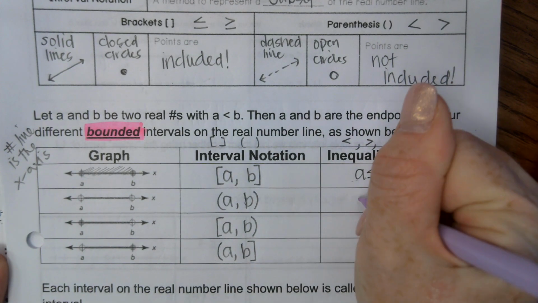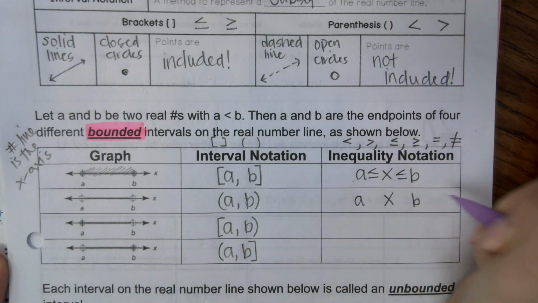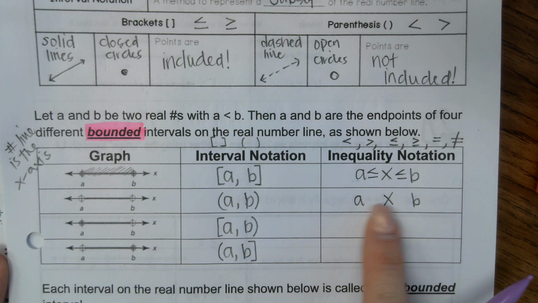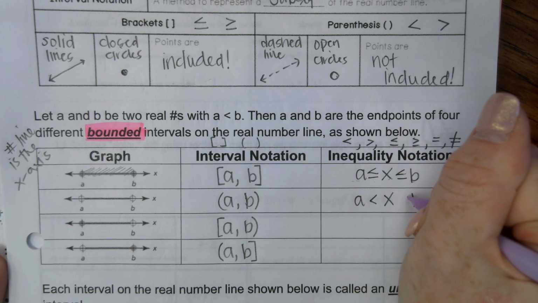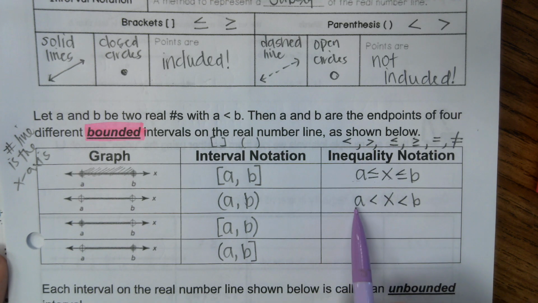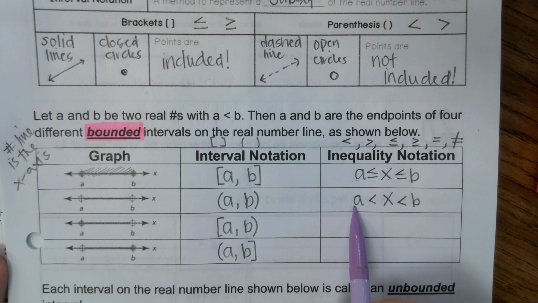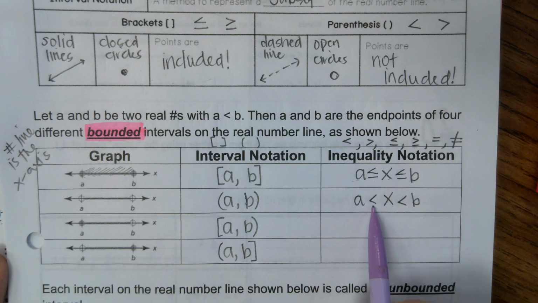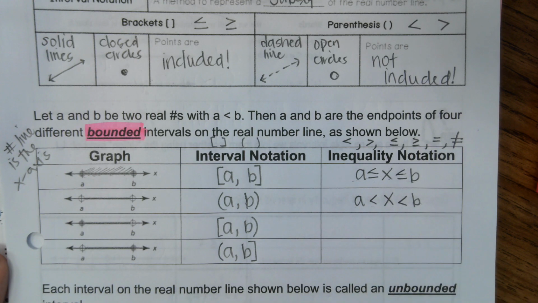All right, now this one is going to look similar, except rather than less than or equal to, both of these are just going to get a less than. So I start at A. My x values fall between A and B.